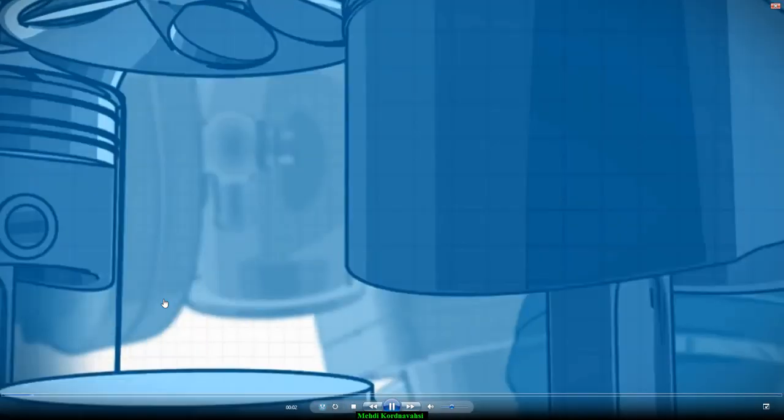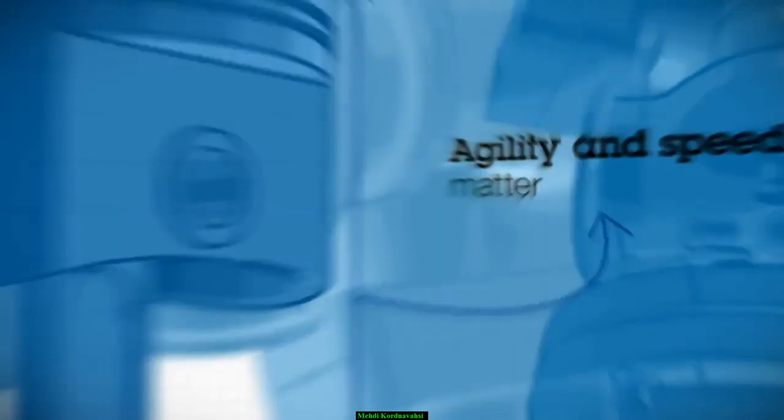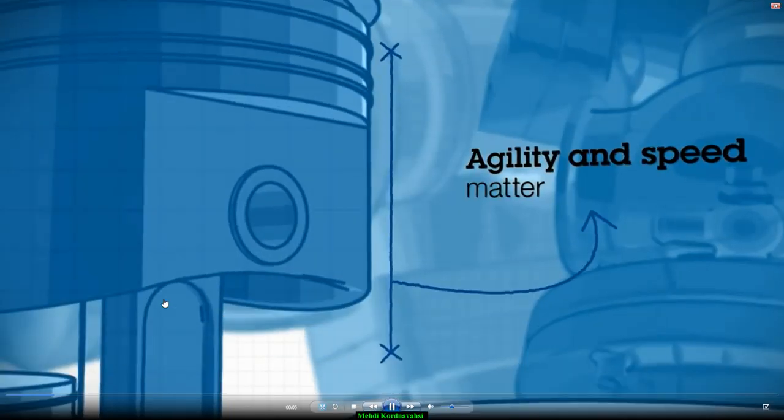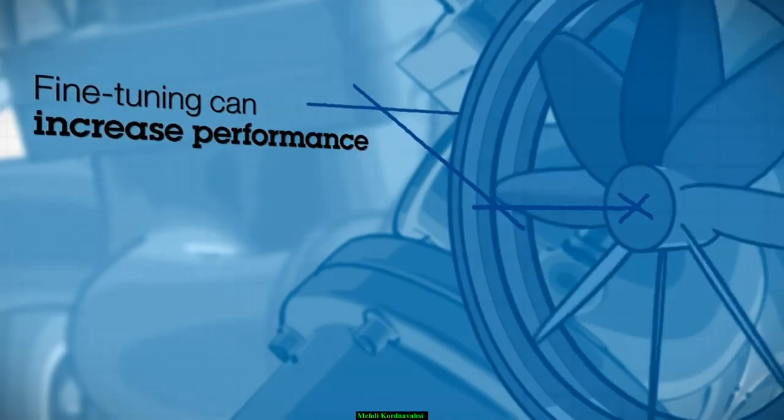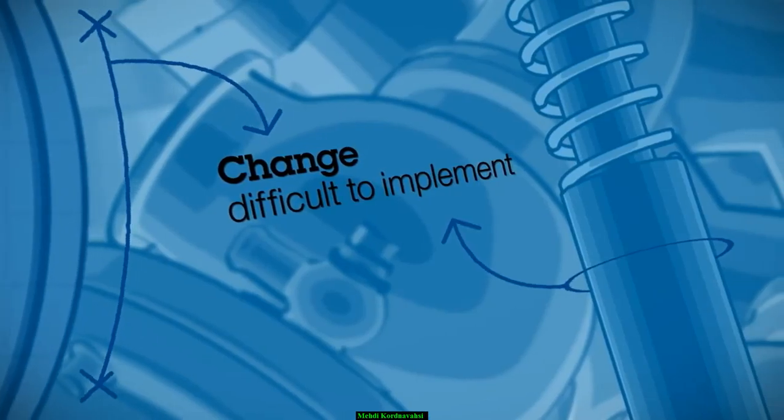To win the business race, factors like agility and speed matter. Fine-tuning the existing business IT machine is a great way to increase performance, but change can be difficult to implement if decision makers don't share a connected view of the enterprise.